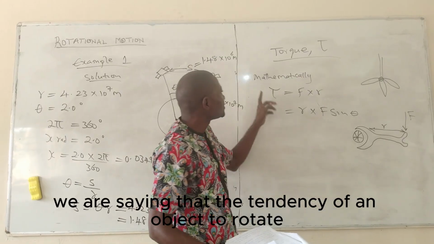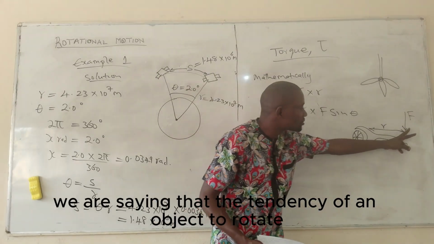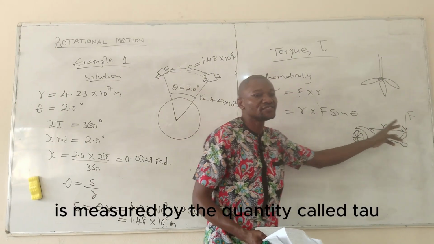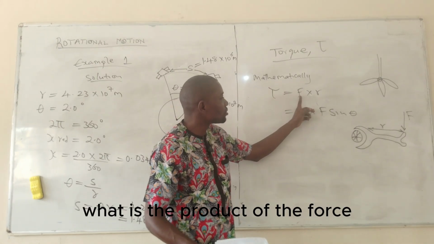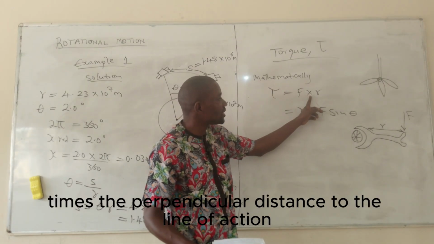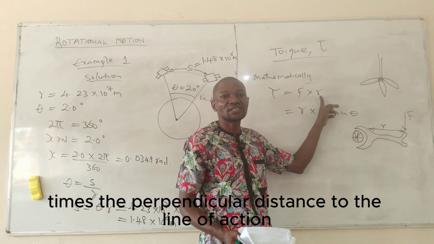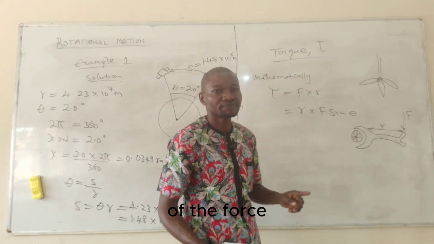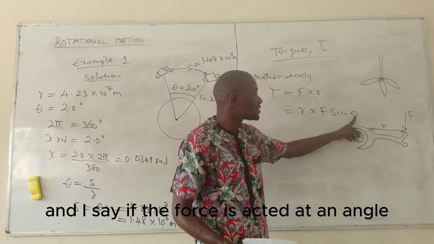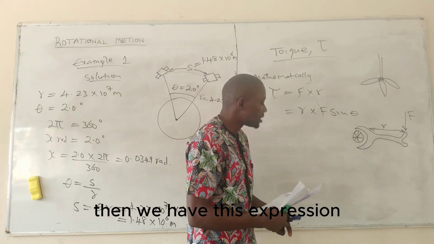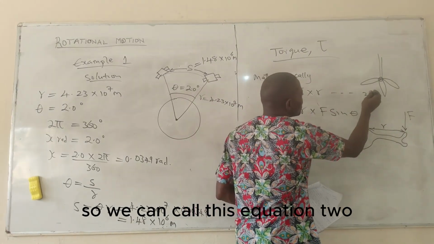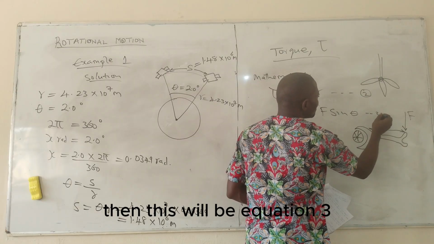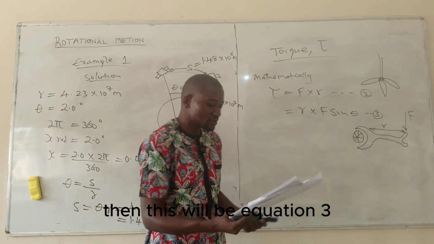So we are saying that the tendency of an object to rotate when force is applied is measured by the quantity called tau, which is the product of the force times the perpendicular distance to the line of action of the force. And if the force is applied at an angle, then we have this expression. We can call this equation 2, then this will be equation 3.